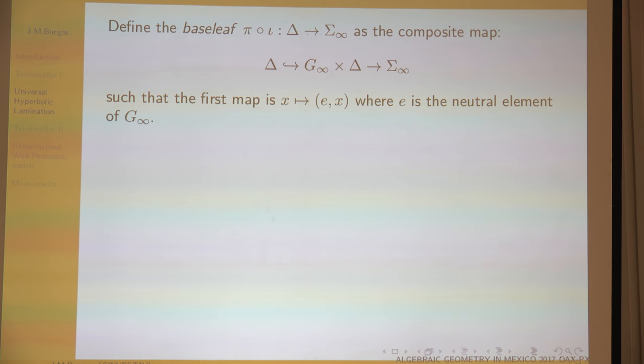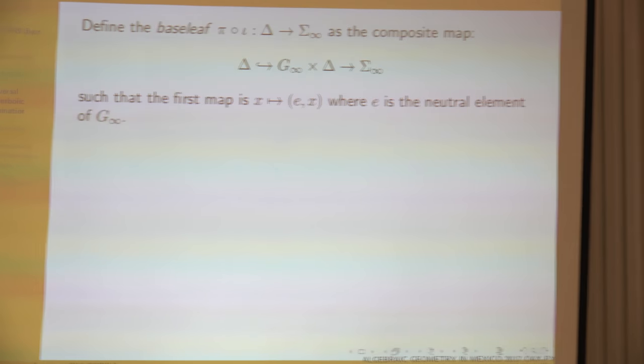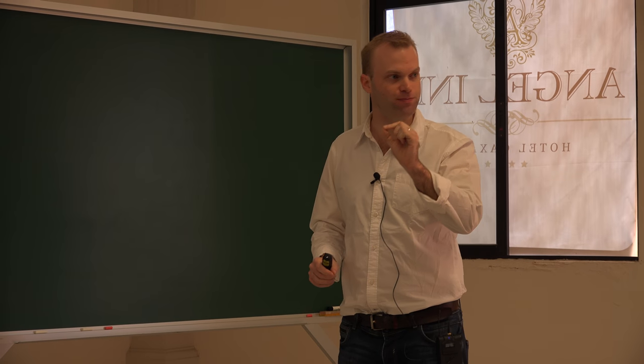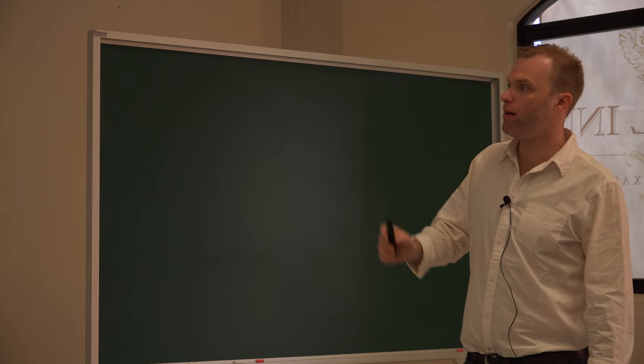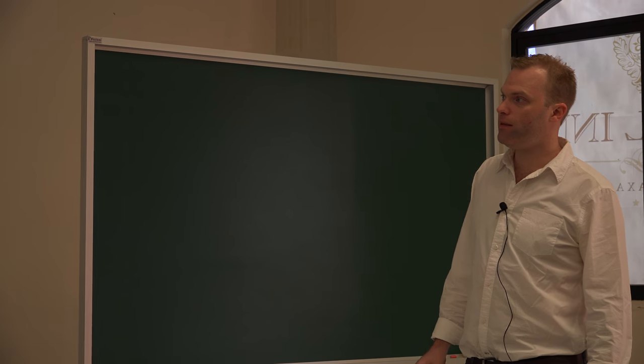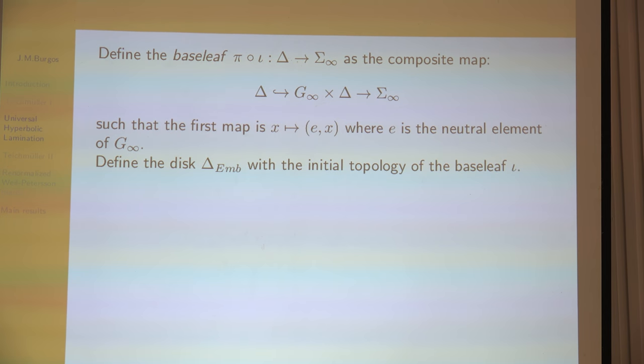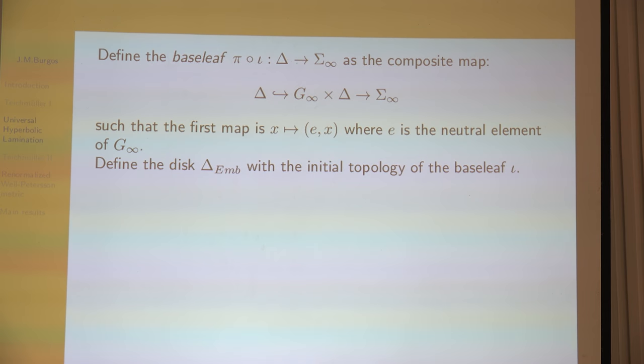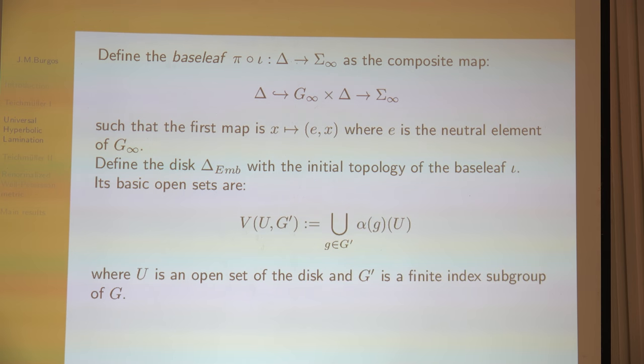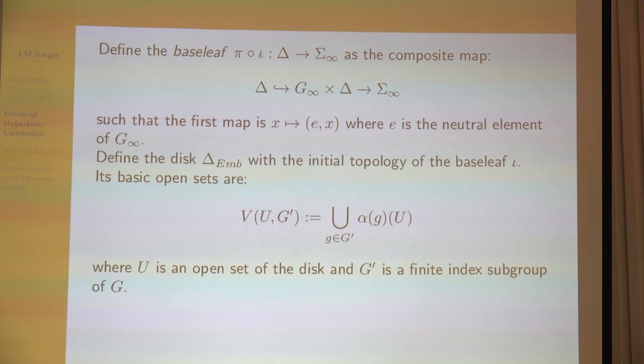Well, define the base leaf of the lamination as a distinguished leaf. That is the following one. It's the leaf that contains the neutral element of the group. And define the embedded disk as the disk, but with the coarser topology, that is the initial topology of the embedding of the base leaf. And its basic open sets are those sets in there.